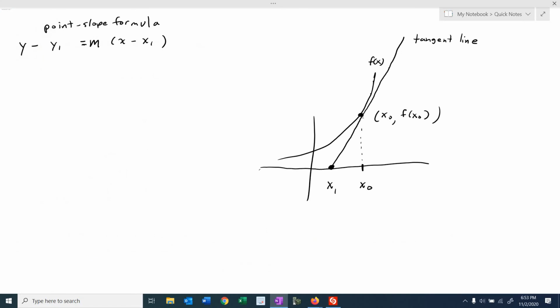To find the equation of this tangent line, notice we do have this point on the line. We know this point. We also know the slope of the tangent line. Remember, the slope of the tangent line is the derivative of the function evaluated at that particular point. In this case, it's going to be f prime of x sub 0. That's going to give you the slope of this tangent line. And so we can use the point-slope formula for the equation of a line to find the equation of this tangent line.